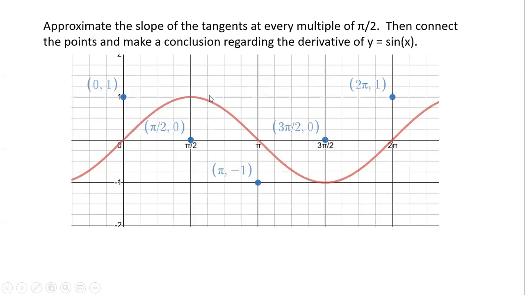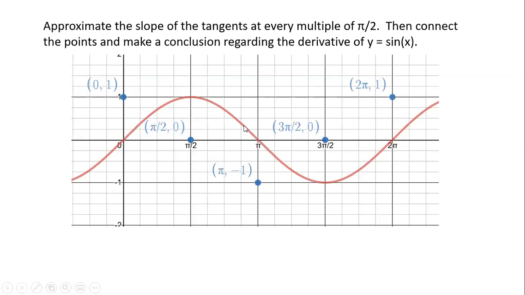At the top of the function where the function turns, you can probably figure this out. At this point here, this is pi over 2. Because it's a horizontal slope, the slope is actually 0. So the point that you would have on the derivative would be pi over 2, 0. The slope at the top, at its vertex, would be 0. It's flat, so it has a 0 slope.